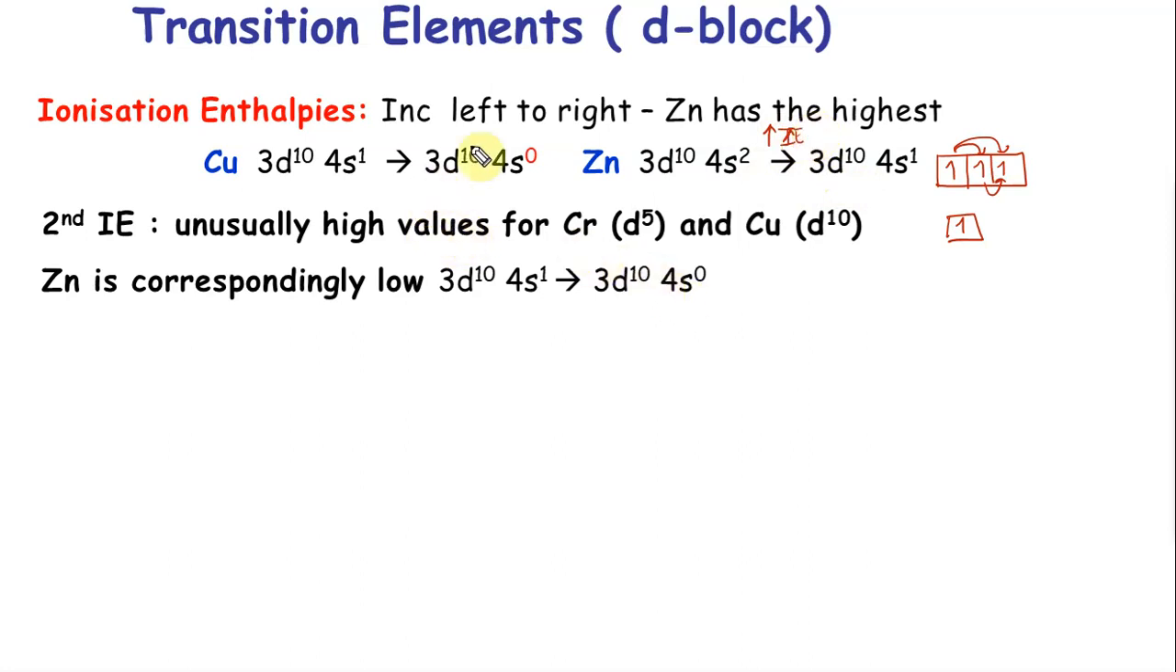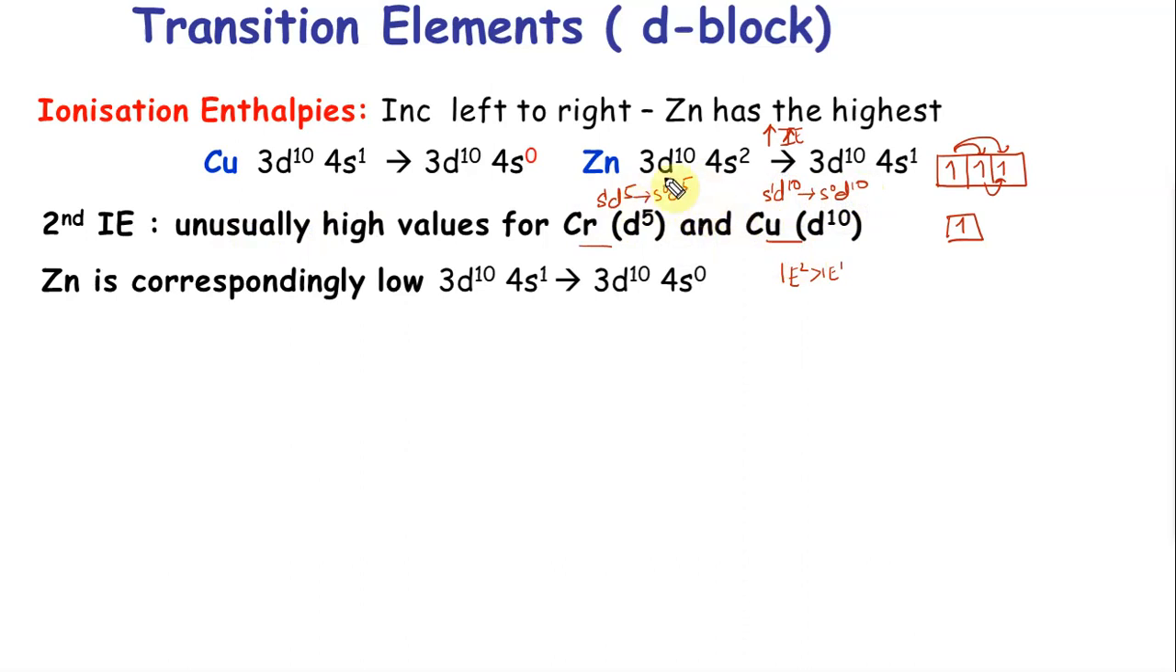Obviously, we also know one more. IE2 is greater than IE1. This is the case, and it's unusually high for chromium and copper. Chromium used to be S1D5, copper used to be S1D10. Now second ionization energy means they have already become S0D5 and S0D10.